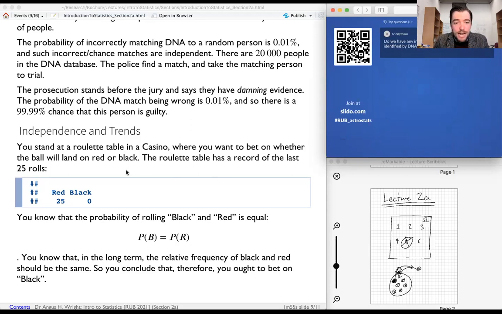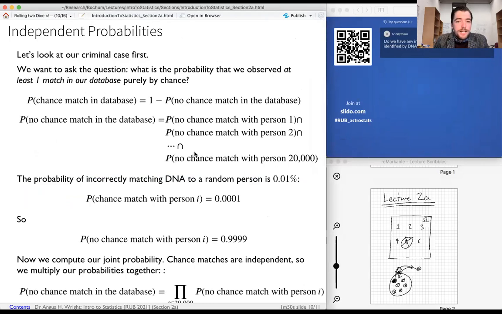But what we're going to do now, and it's a very good question, is look at whether deciding that that person is guilty or innocent is justified. So the question that we really want to ask is: what is the probability that we observed at least one match in our database purely by chance?